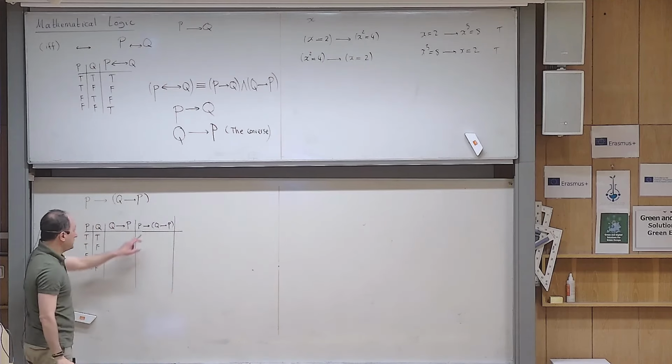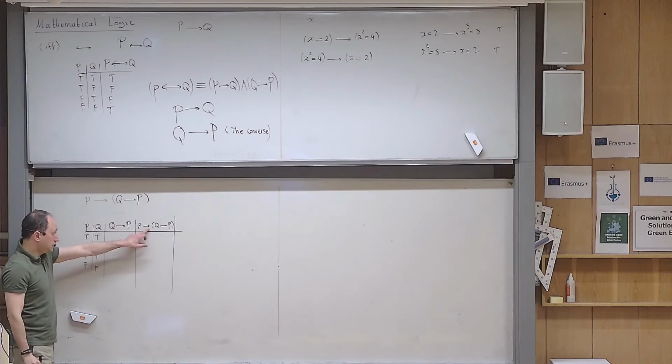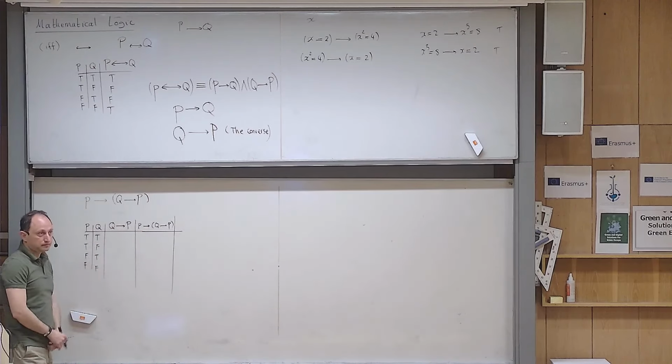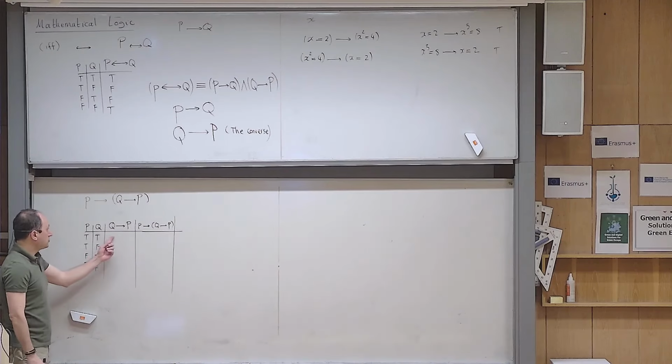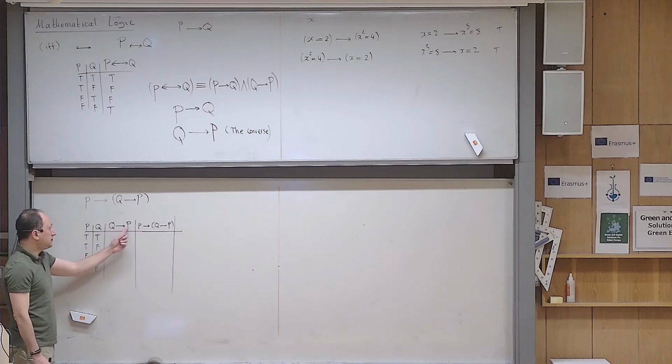Yes, because I cannot immediately start this one. For starting this one, I need that. Okay, now can you tell me what should I write here? Be careful. This time, Q is the premise. This one is the conclusion.